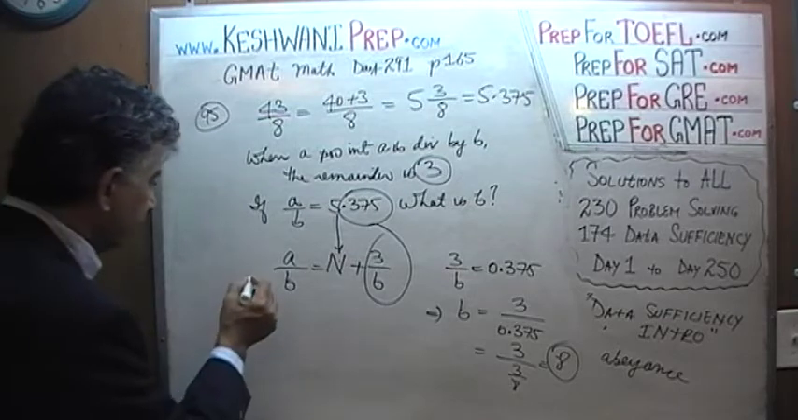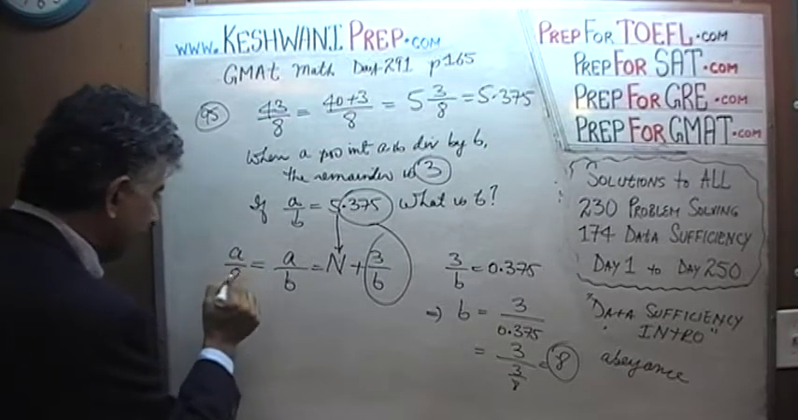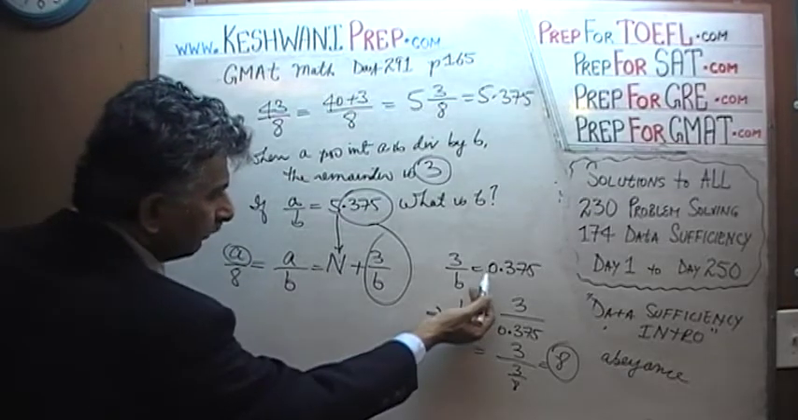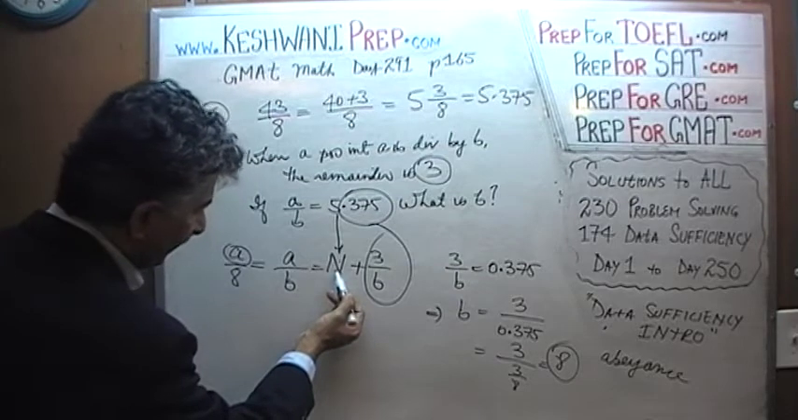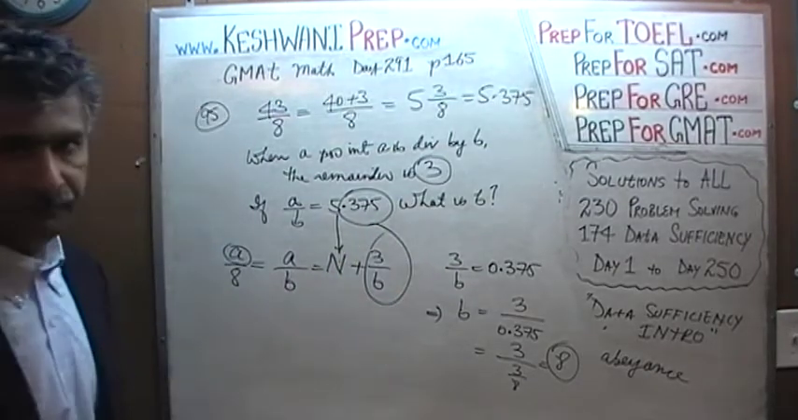So here's some number, which is going to be some number a over 8. And if we divide that a by 8, we're going to get some integer 5 plus 0.375. So 0.375 must be 3 over b. Do you understand?